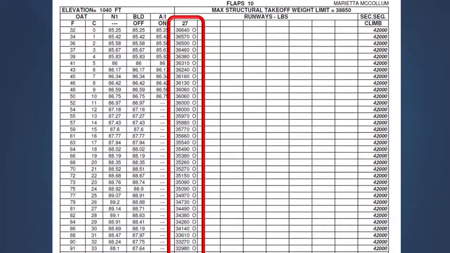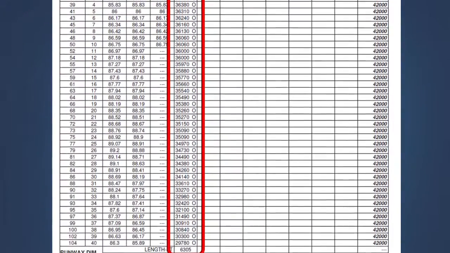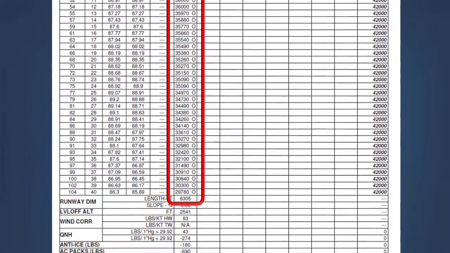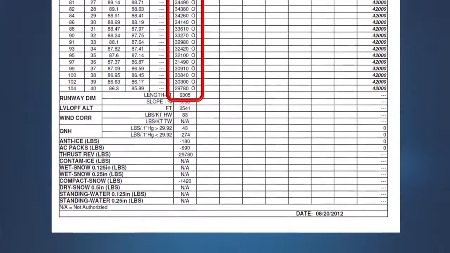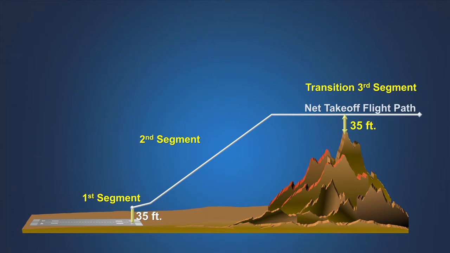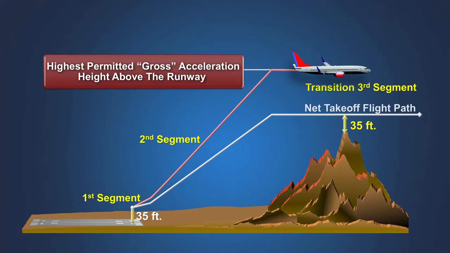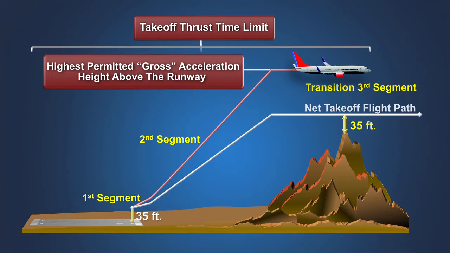When preparing the analysis, the performance engineer must consider the performance data and procedures for calculating the net takeoff flight path prescribed for each airplane type. The net flight path data for most airplanes allow a second segment climb to any height above 400 feet that is necessary to clear obstacles up to a maximum height that permits the cleanup and acceleration to VFTO speed to be completed within the time limitation on the use of takeoff thrust.